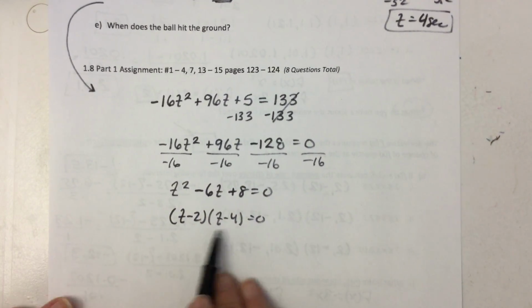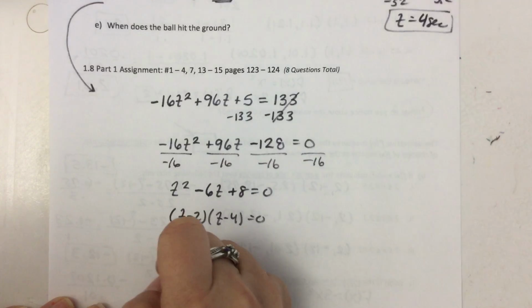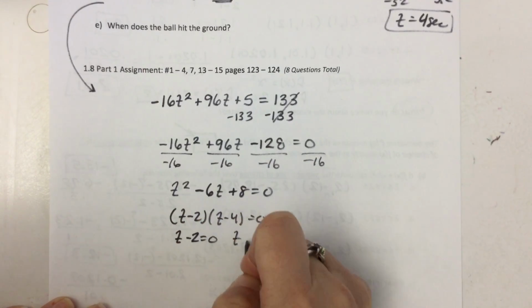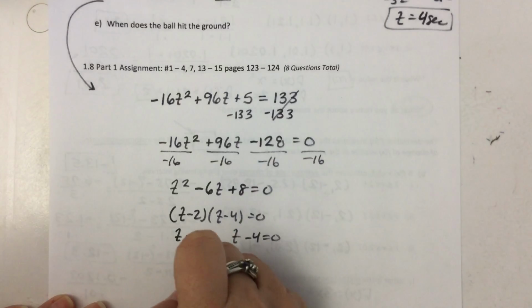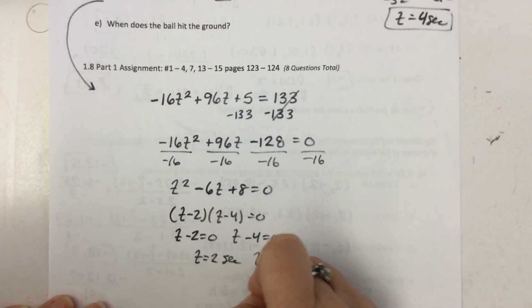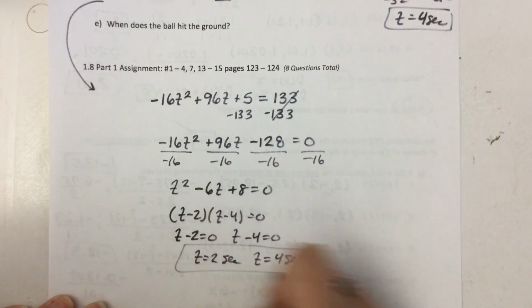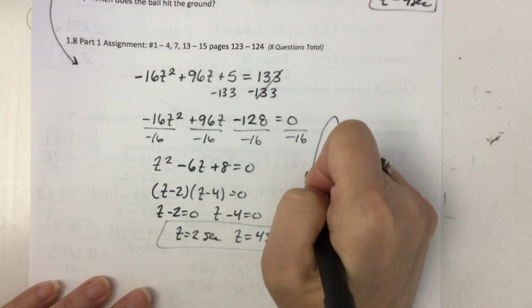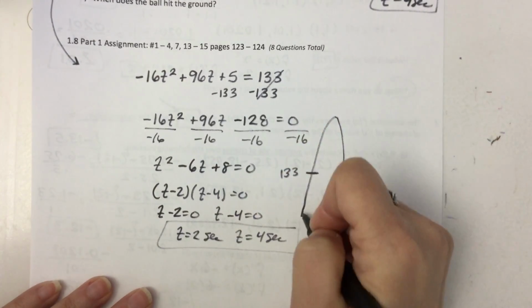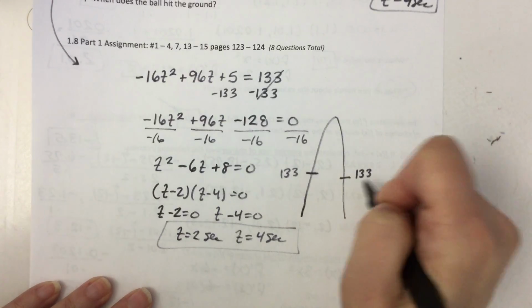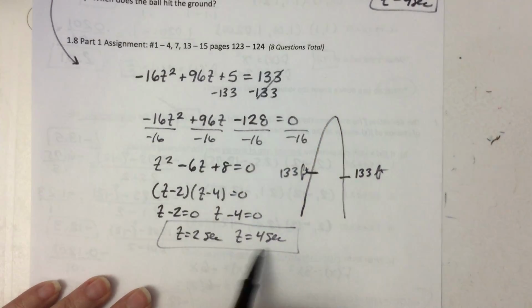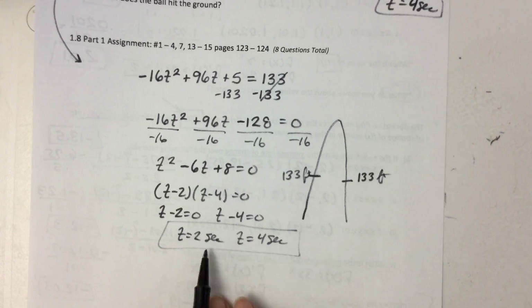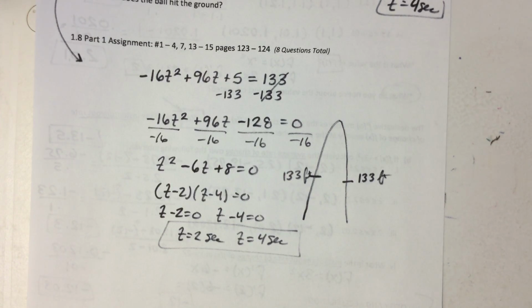So to find the possible times, or maybe there's more than one time, that the ball is going to hit 133 feet, you take each factor separately, set it equal to 0. So t equals 2 seconds and t equals 4 seconds. Now this makes sense because when you throw a ball, it goes up and then it has to come down. So let's say that it hits 133 feet here going up. Well, it's going to hit that same height again on the way down. So it is possible to have two different solutions. So for part D, you do have 2 times, 2 seconds and 4 seconds.